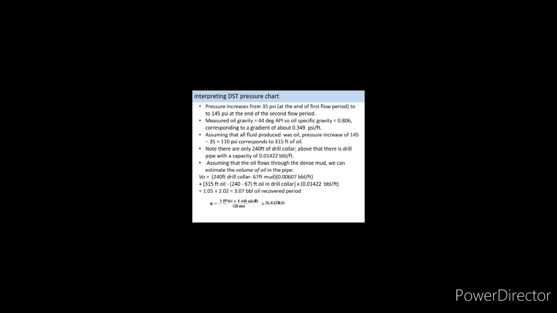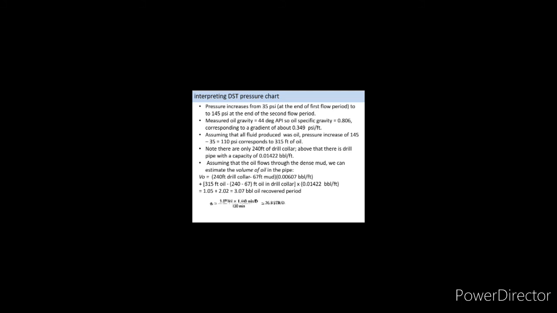Now, during the second flow period, suppose the pressure is increased from 35 psi to 145 psi. This is 145 psi at the end of the second flow period. Now, as we have the data that the oil gravity is 44 degree API, from that we can calculate the specific gravity, which is 0.806, and the gradient of the oil, or whatever formation fluid is produced, is 0.349 psi per feet. That gradient we are having.